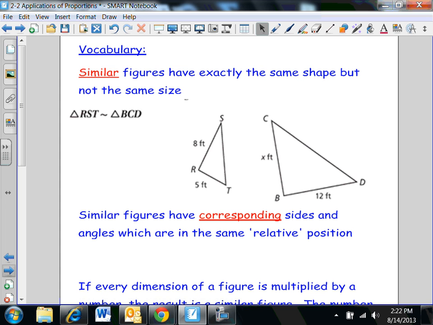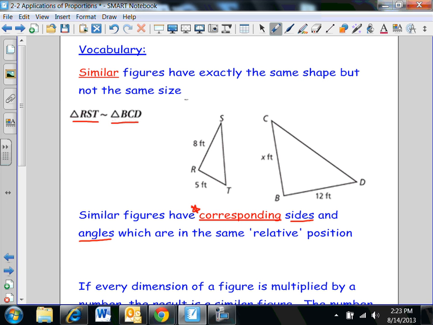is called similar, and it's just two shapes that have exactly the same shape but not exactly the same size. So an example here is triangle RST is similar to triangle BCD. And so similar figures have what we call corresponding sides and angles, which are in the same relative position.